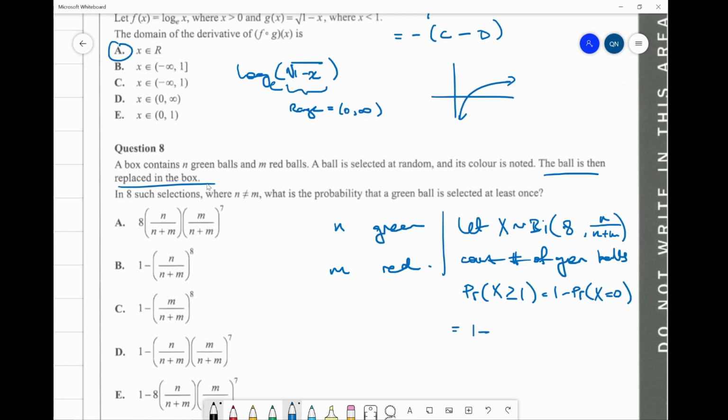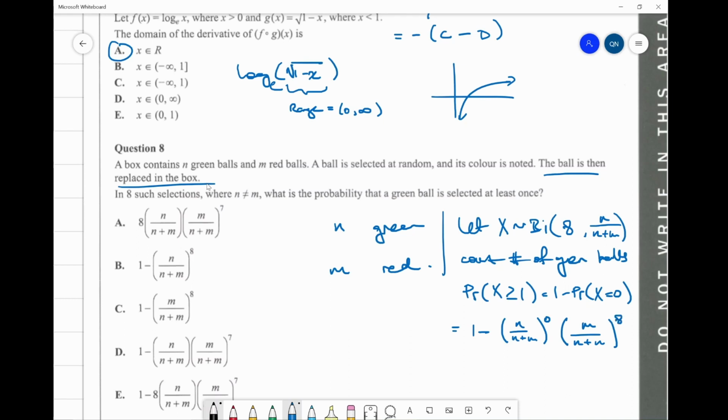This is 1 minus, we use the binomial formula. We do some kind of choose over here, but anything choose 0 is just 1, so we can forget about it. Then we have the probability of success, which is n over n plus m. We raise it to the number of successes, and then the complement of that, so m over n plus m, we raise it to the number of failures, which is, in this case, going to be 8.